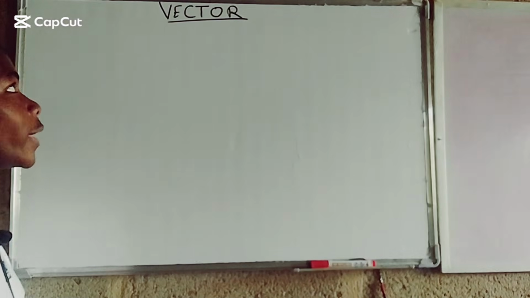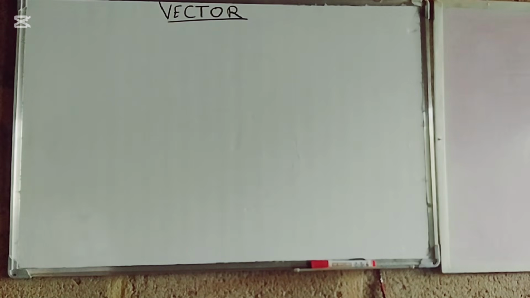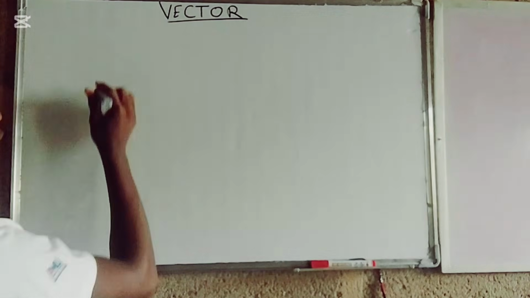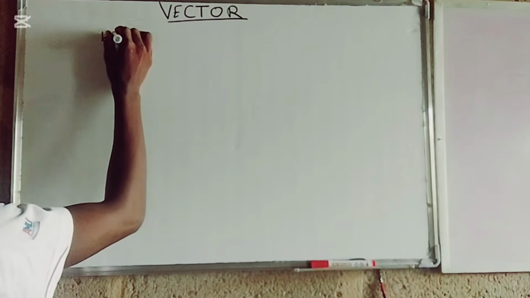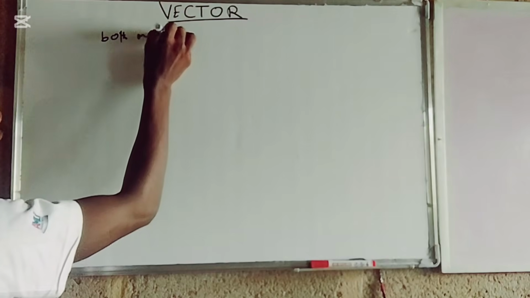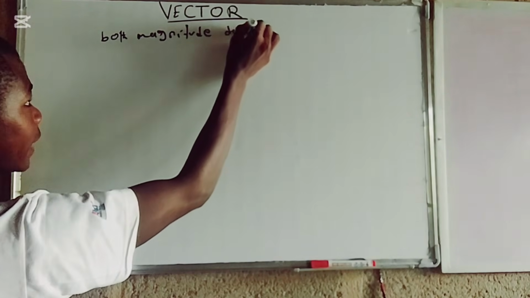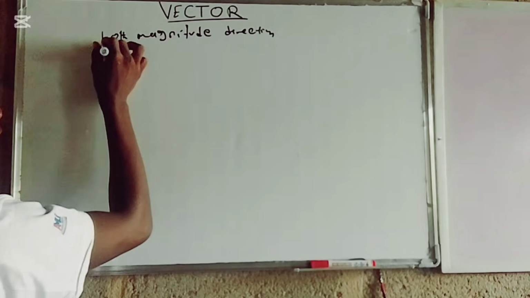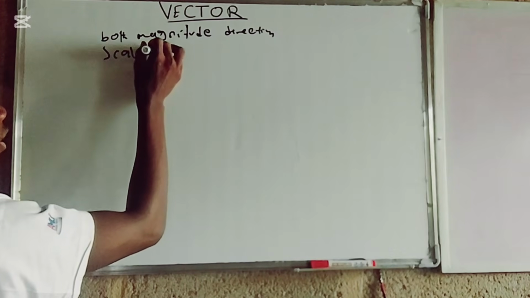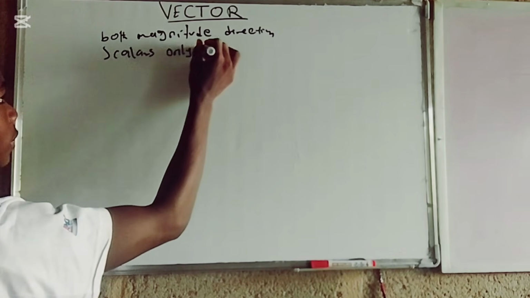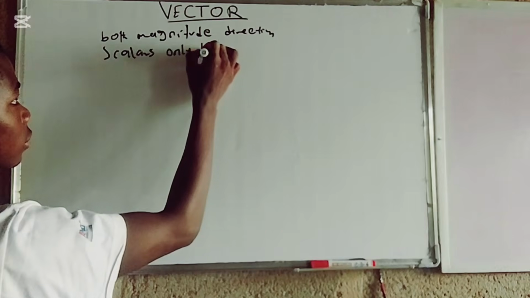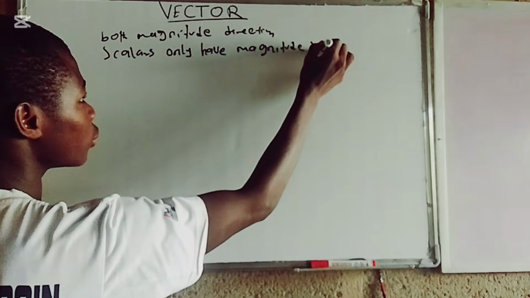Vectors. Today we are going to introduce vectors. A vector is a quantity that has both magnitude and direction. Scalars only have magnitude but no direction.